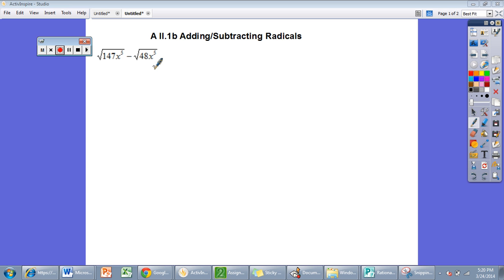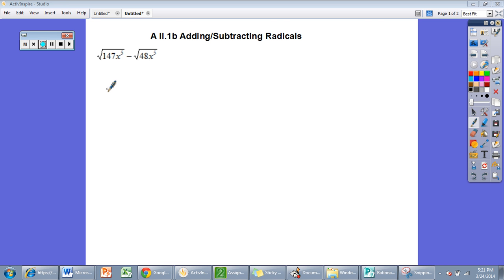This video is to review adding and subtracting radicals. In order to add and subtract radicals, you have to have exactly the same thing under your radical. You also must have the same thing in front of your radical as far as the variable. And before you add or subtract your radicals, you're going to want to simplify them as far as you can.